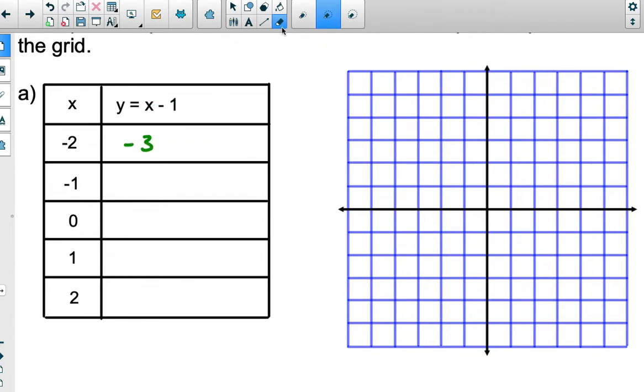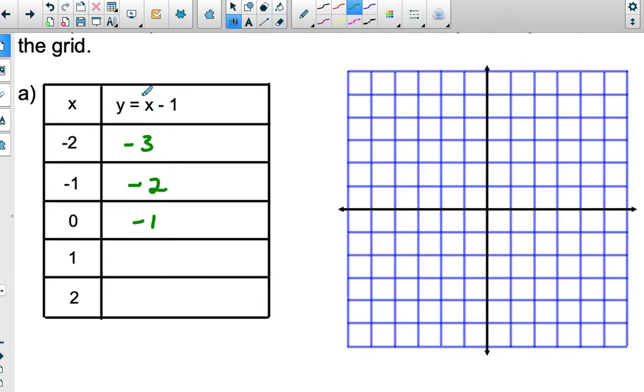And whenever you sub in, make sure you're using brackets. So I'm going to do it again. I'm going to sub in -1. And so y is equal to -1 minus 1, which is -2. Doing it again, we can sub in 0 this time. Here's my 0. And we get y is equal to 0 minus 1, which is -1.